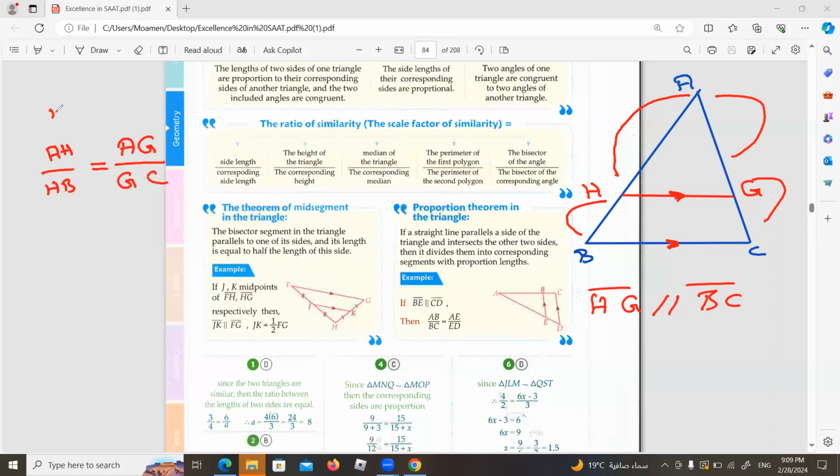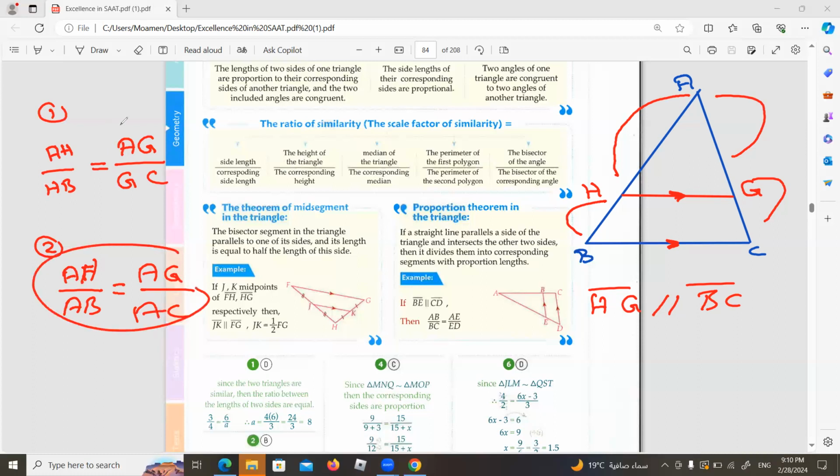Okay, this is number one. You have number two? Yes, I have number two. Pay attention. I can say also AH over the total, which is AB, is equal to AG over the total, which is AC. This is right, and this is right. You can use any one according to the information.